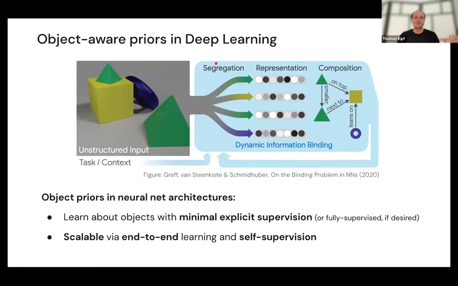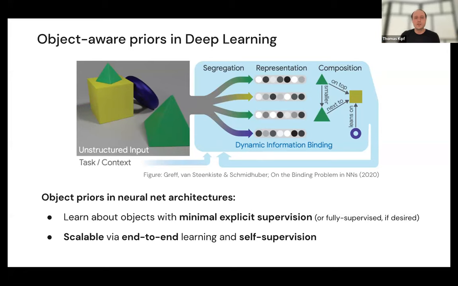unstructured input. This could be an image. And you would like to segregate this unstructured, high-dimensional signal into a structured representation. A very natural structured representation would be, say, one representation vector per object. And of course, this really facilitates computer vision tasks like object localization. If you have a representation per object, then that representation must be bound somewhere to the image, and then you can localize it and so forth. And so this problem of how you can perform this information segregation, representation, and composition is really the core problem we want to address when building object priors in neural network architectures.